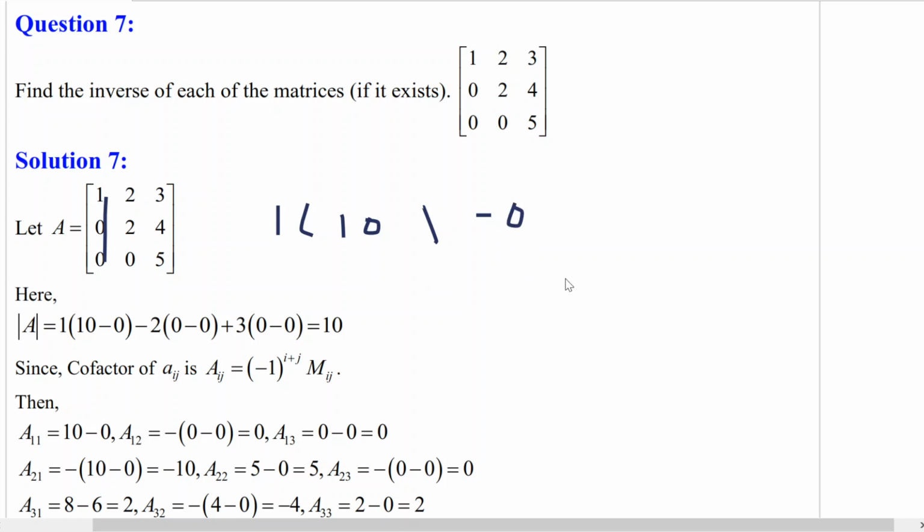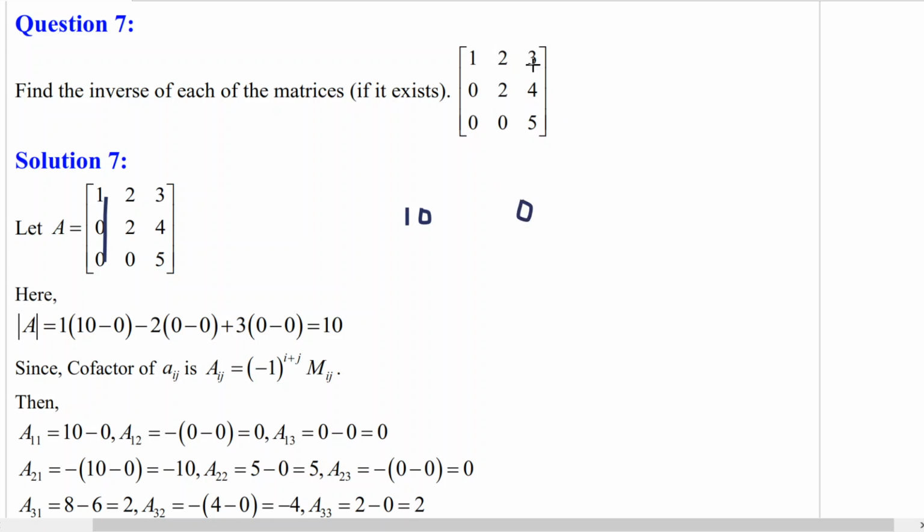Okay. So this is being a bit stubborn, right? So first minor 1 1. For that I'll hide this element by column and row. So I'll get 2 4 0 5. So 10 minus 0 is 10. Minor 1 1 is 10. Then I'll hide this element by column and row. 0 4 0 5. 0 minus 0. Answer will be 0.